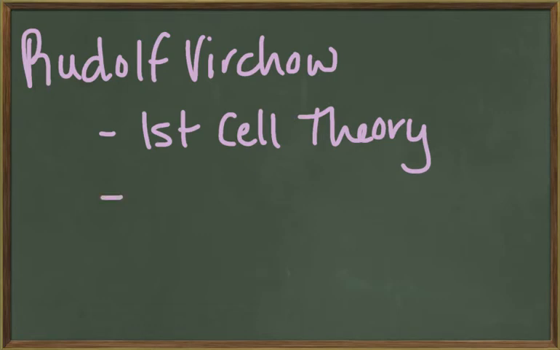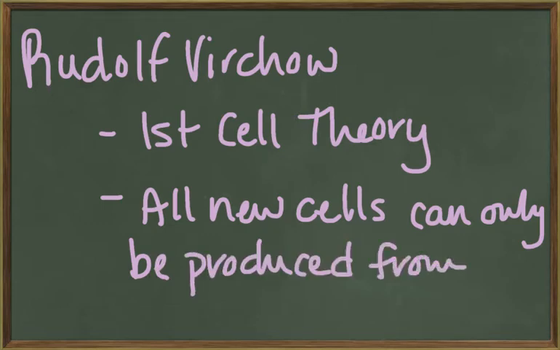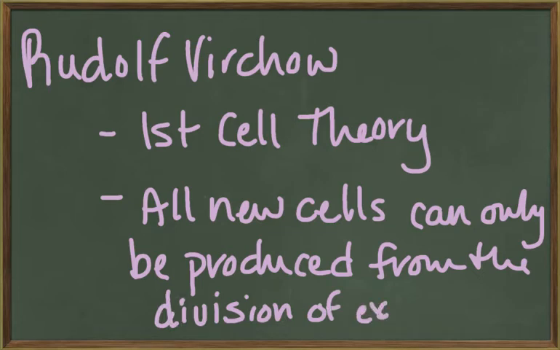However, some of his things that he came up with are no longer relevant to us anymore. So the one thing that he was right about, and the one thing I want you to know, is that he stated that all new cells can only be produced from the division of existing cells.